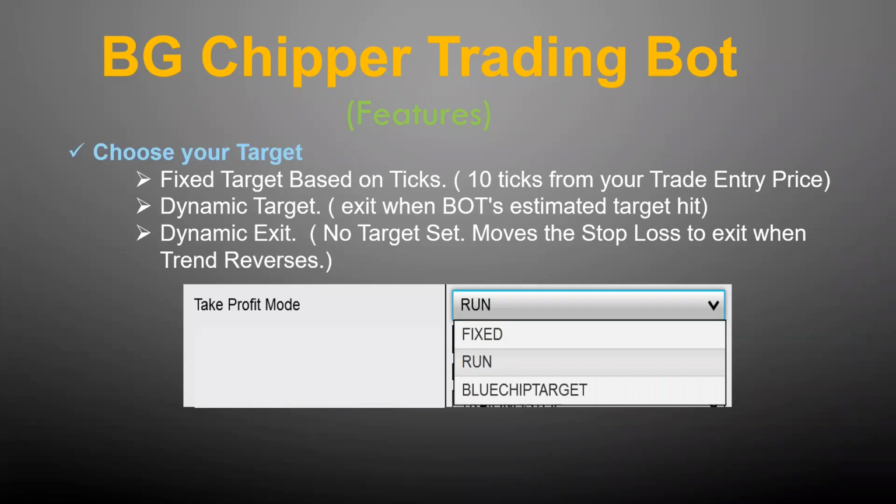You can also do a fixed target. Say, hey, I want 8 ticks. I got to get 8 ticks out of this. Or, if you trade in the NQ, you got 100 ticks. I want to get out.